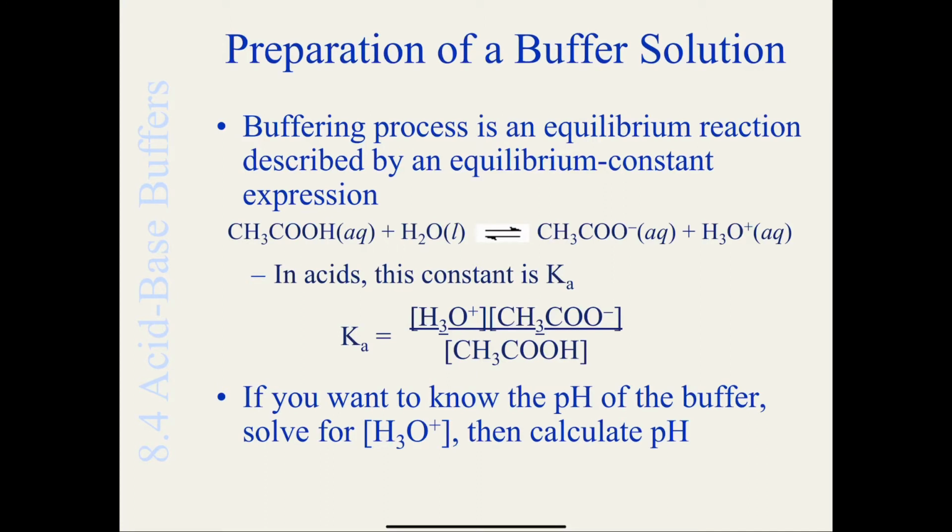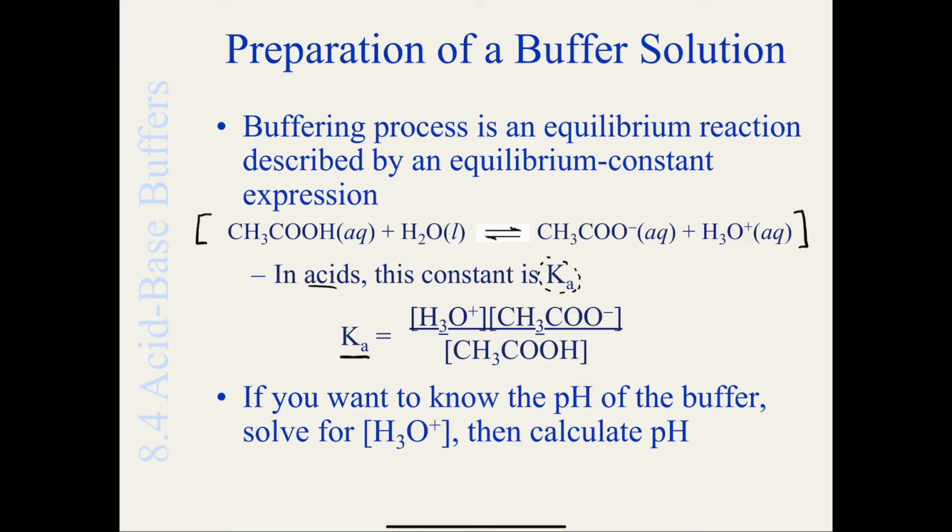The buffering process is an equilibrium reaction described by an equilibrium constant expression that's shown here. So I have my weak acid, acetic acid, plus water, which partially dissociates because it's a weak acid, to give me the acetate anion and hydronium. In Chapter 7, we looked at how to solve an equilibrium expression for an equilibrium constant. Now, because we're talking about an acid here, instead of K equilibrium, we call our constant Ka. So this is the equilibrium constant for the dissociation of my weak acid.